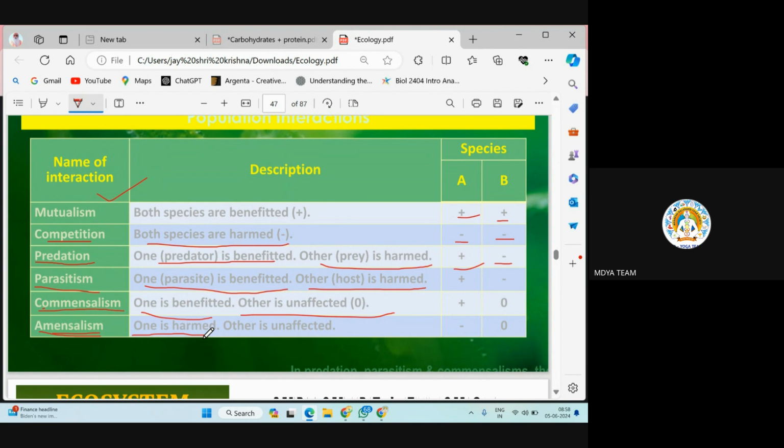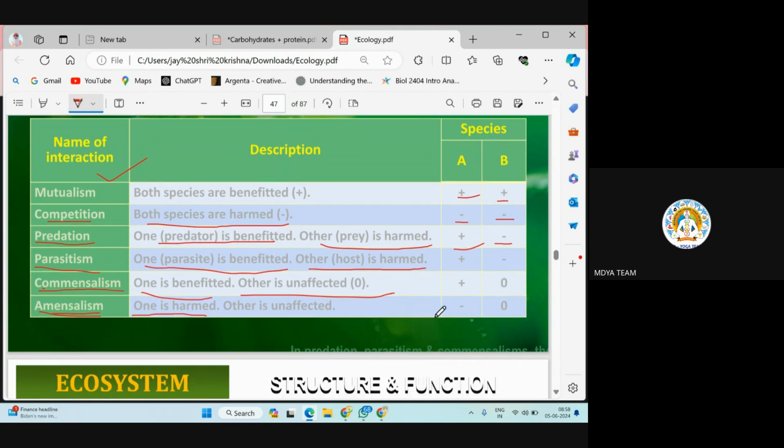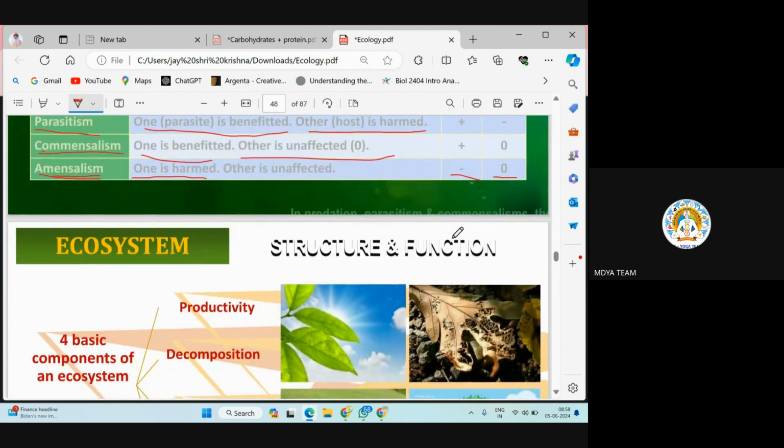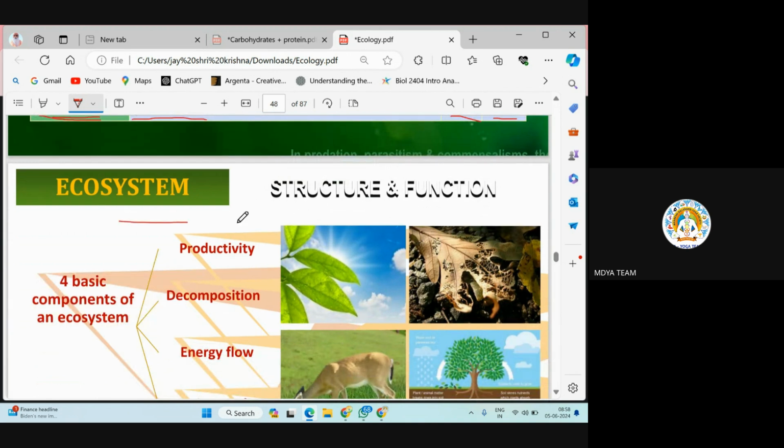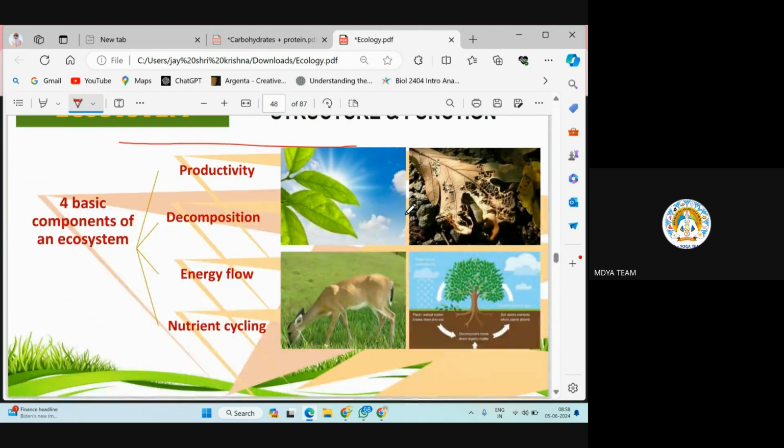So the relationship between the cattle and those small insects is amensalism. The cattle are unaffected, but the insects are getting harmed. So this is amensalism, just the opposite of commensalism. You just need to remember in which interaction who is getting benefited, who is getting harmed, and if you can remember some examples, it will be good. Okay, now ecosystem structure and function.